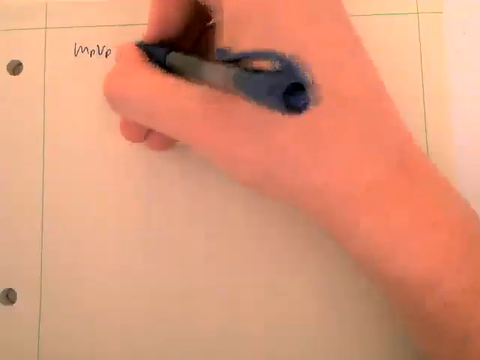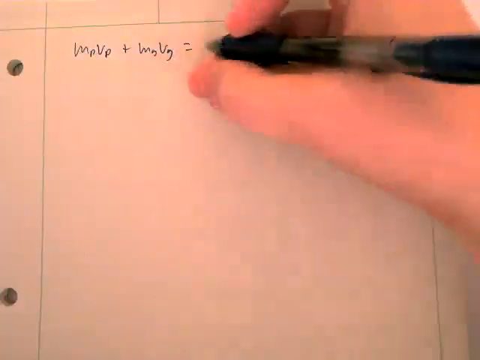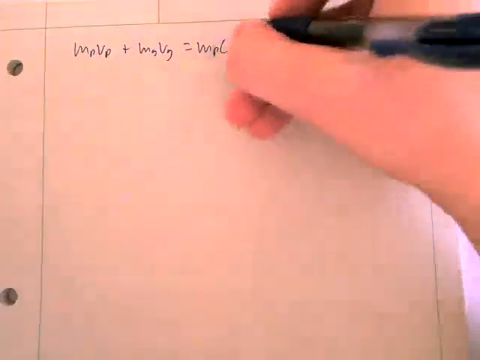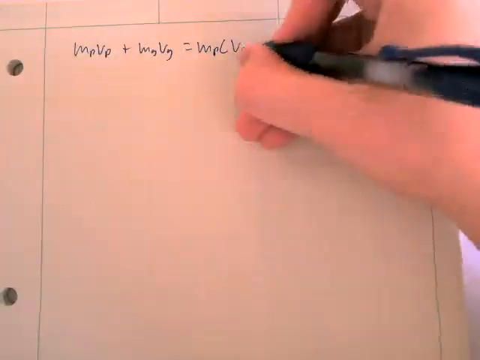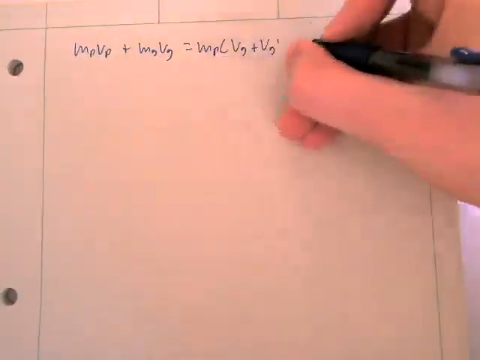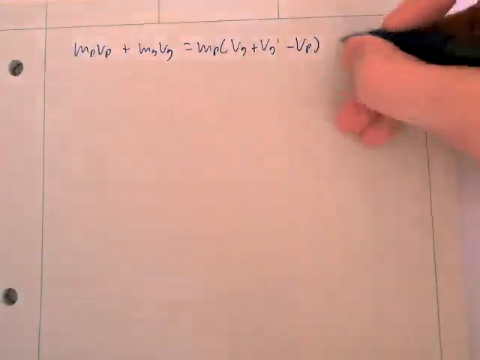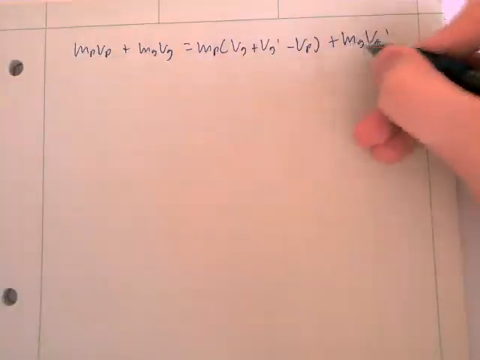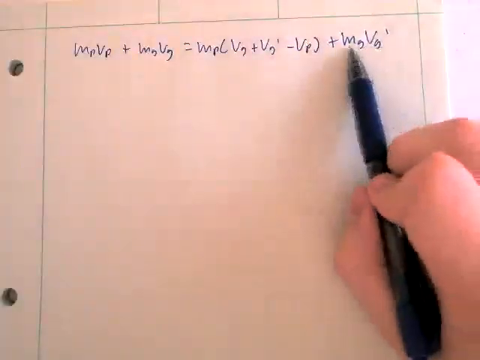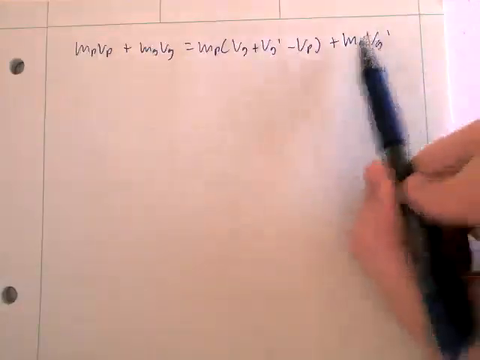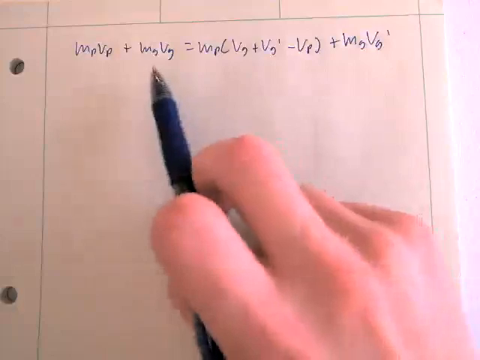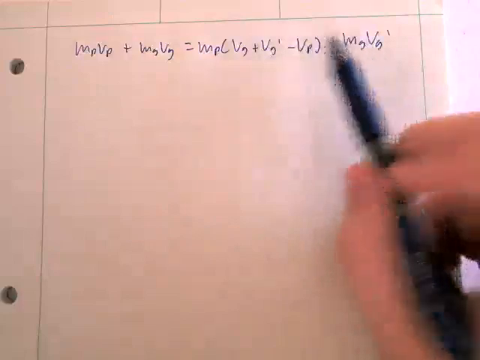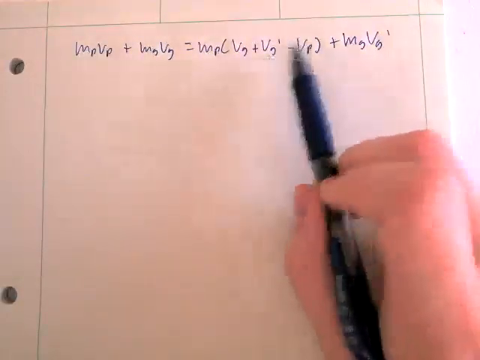mp vp plus mg vg is equal to mp times vp prime, which I know vp prime is vg plus vg prime minus vp, plus mg vg prime. I know I'm using mg a lot, but remember this is just a subscript. We don't have any force or any gravity going on here. This is just the mass of the goalie is all I mean by that. So now we have this, and so now we finally have one equation and one unknown. Again, you have to do some rearranging, but there are no squared terms, so we don't have to do any quadratics or worry about anything like that.